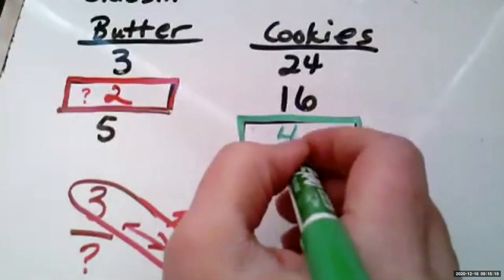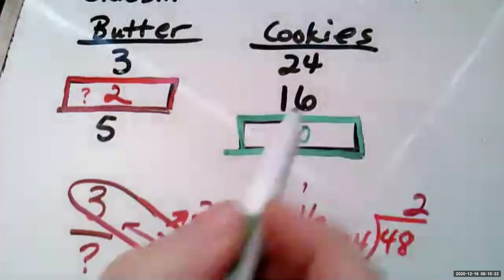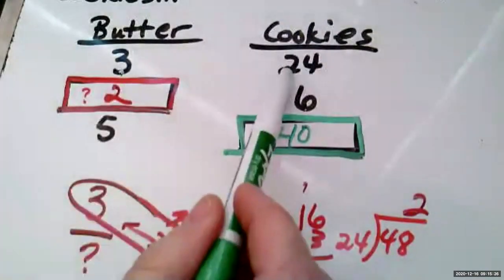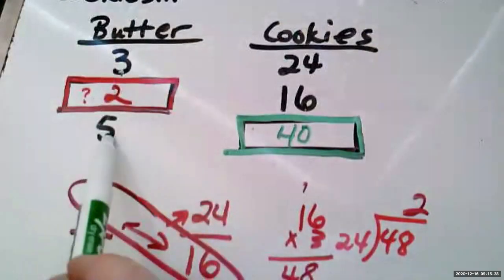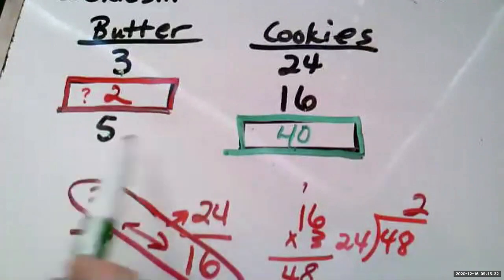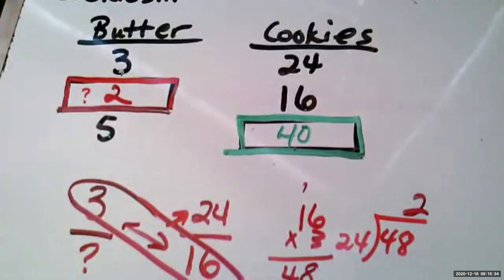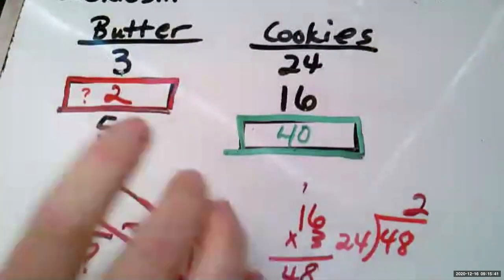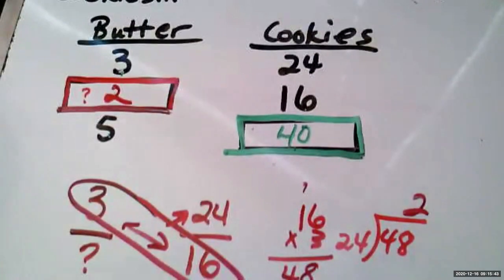So 40 cookies. And again, think to yourself, make sure it makes sense. If you started out with 3 sticks of butter to make 24 cookies, you increase the butter, so you also increase the number of cookies. So just make sure that your answers make sense. Okay. And that's filling in 2 different questions for the same table here that you're working with.